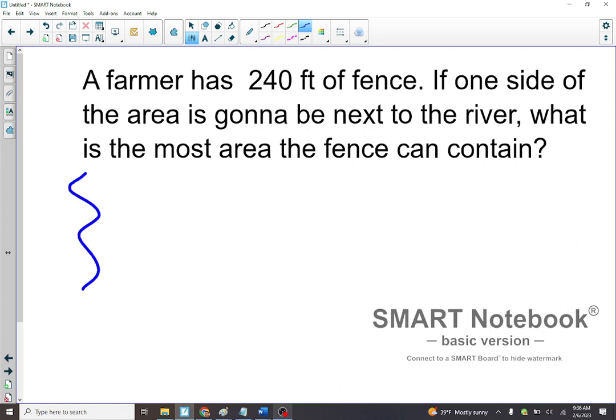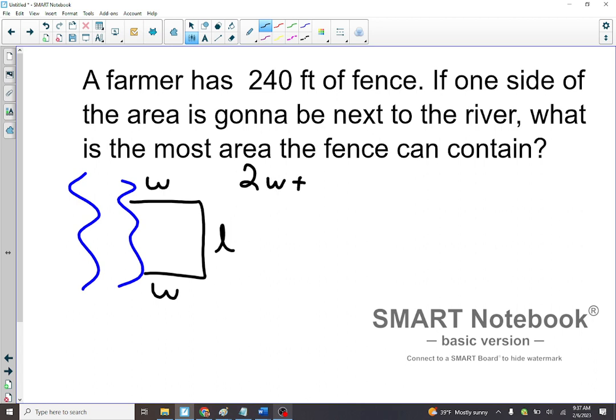So if you have a river like here, you could have some box like this of fencing. If we call this width, and this is length. The first thing I can set up is the fence. I know the fence is going to be 2 widths and a length. So 2W plus L is going to equal my fence, 240. I also want to know the area. The area is L times W, nothing tricky with that.